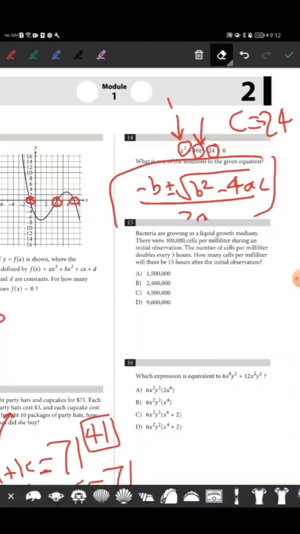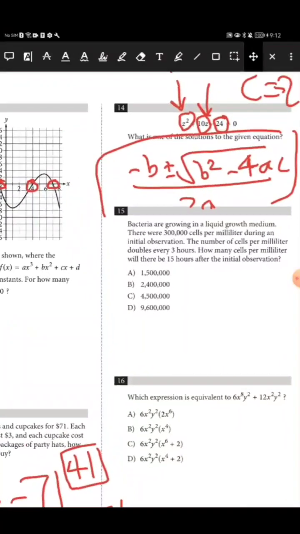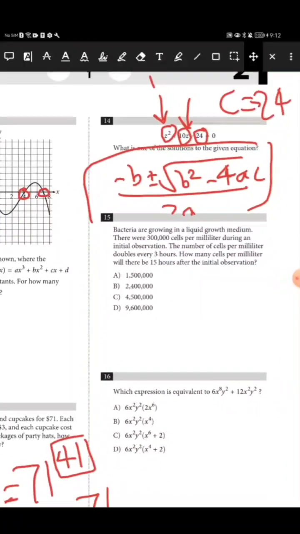Moving on to question number 15. Bacteria are growing in a liquid growth medium. There were 300,000 cells per milliliter during an initial observation. The number of cells per milliliter doubles every 3 hours. How many cells per milliliter will there be 15 hours after the initial observation?